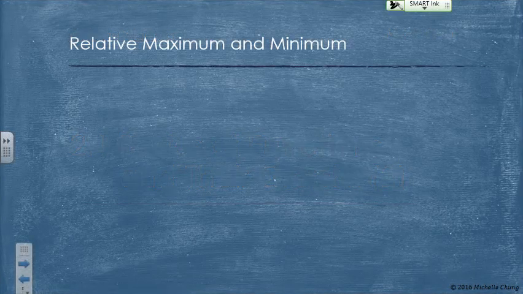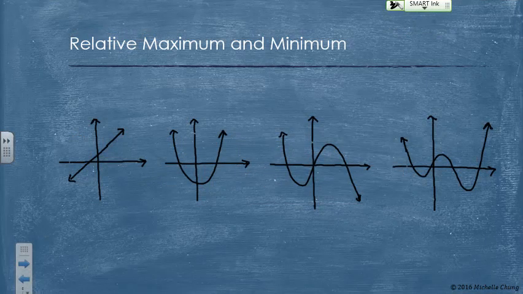Now let's think about relative maximum and minimum. Let's consider those four graphs. Whenever you are given any function graph, the minimum and maximum of a function mean the highest point of the function graph and also the lowest point of the function graph.